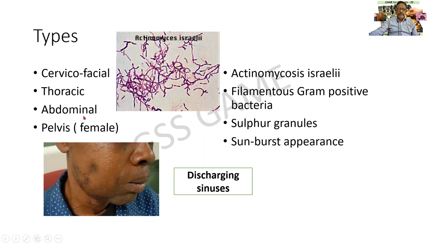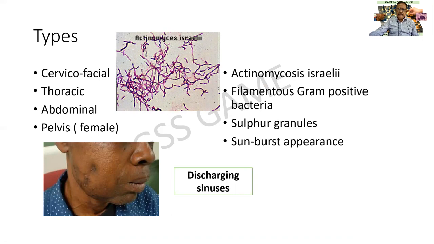The clinical types can be divided as follows. The main ones are the cervicofacial, thoracic, and abdominal. In the female, the pelvis is another site that can be affected. It is caused by an organism called Actinomyces israelii. It was thought to be a filamentous fungus, but has been found out to be a gram-positive bacteria.